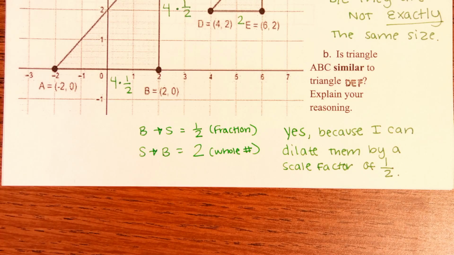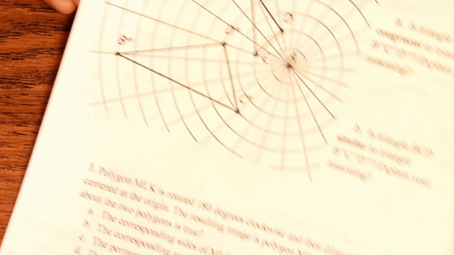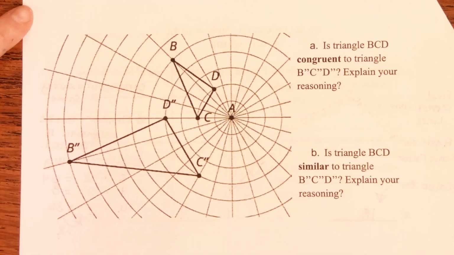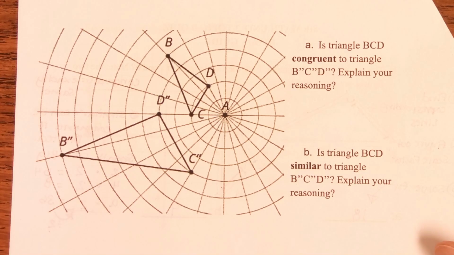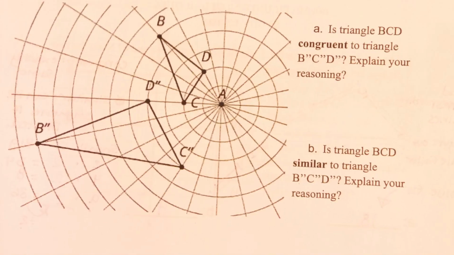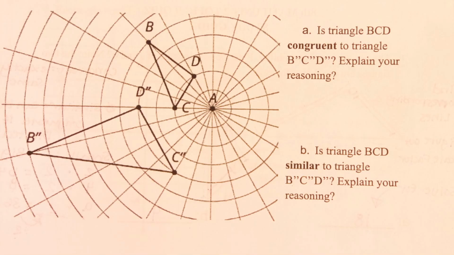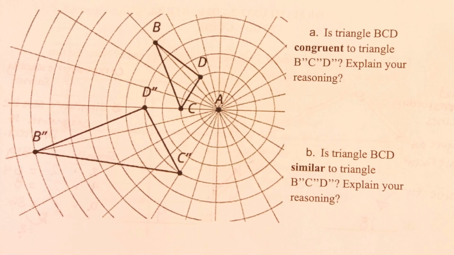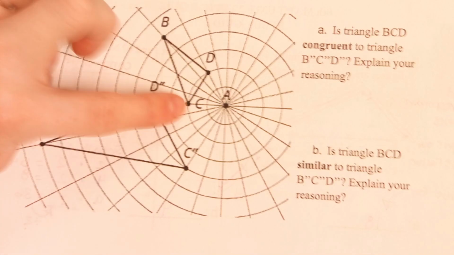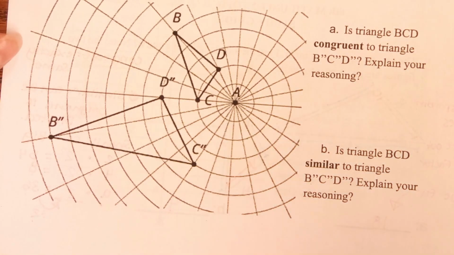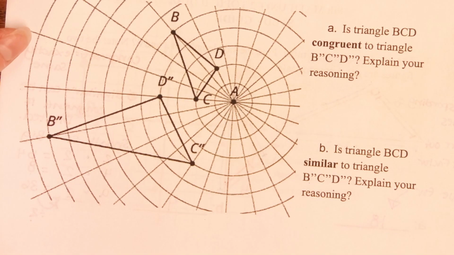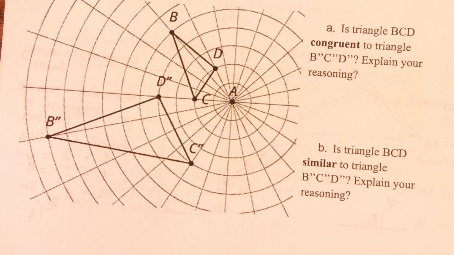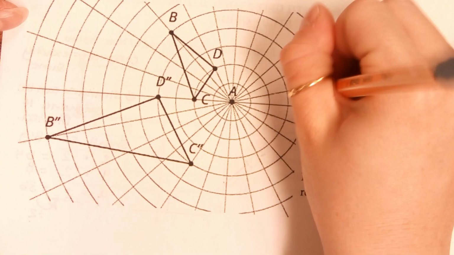All right, I'm flipping it over. This is the second version of that question that we just did. It's just the exact same question in a different diagram. Is triangle BCD congruent to triangle BCD prime? Why, Elijah? It's not congruent because they dilated it and they also moved it. The side lengths are different. Not congruent because they're not the same size.